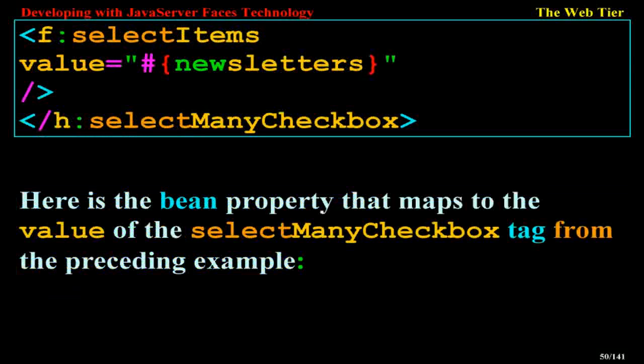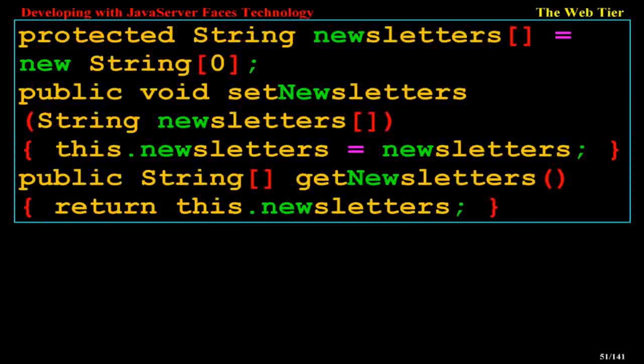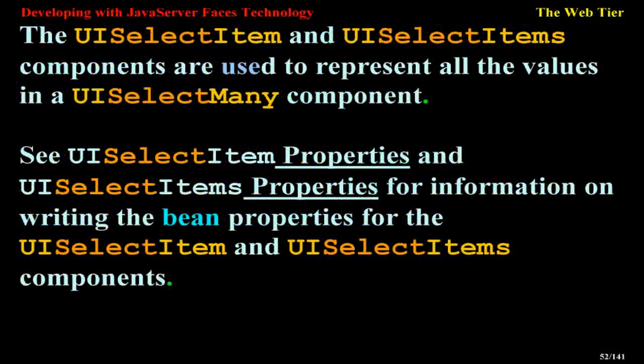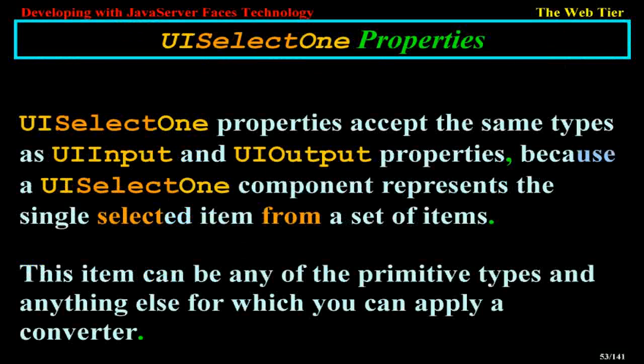h:selectManyCheckbox. Here is the bean property that maps to the value of the selectManyCheckbox tag from the preceding example. protected String newsletters[] = new String[0]; public void setNewsletters(String[] newsletters) { this.newsletters = newsletters; } public String[] getNewsletters() { return this.newsletters; } The selectItem and selectItems components are used to represent all the values in a selectMany component. See SelectItem Properties and SelectItems Properties for information on writing the bean properties for the selectItem and selectItems components.